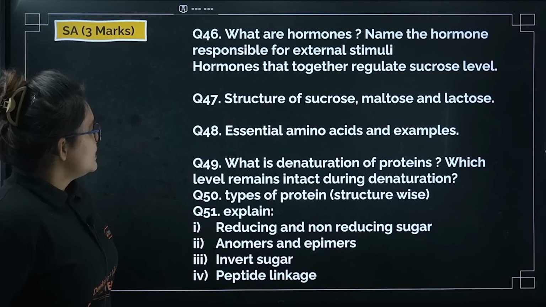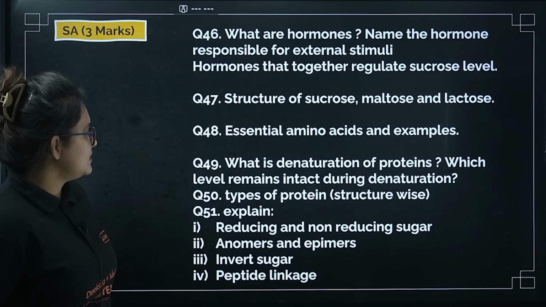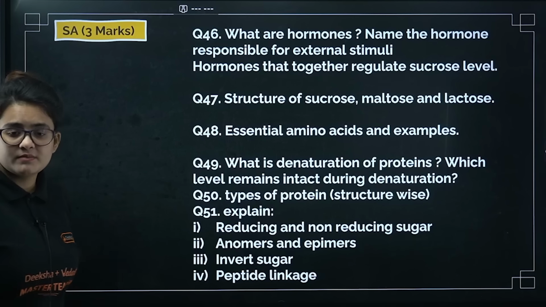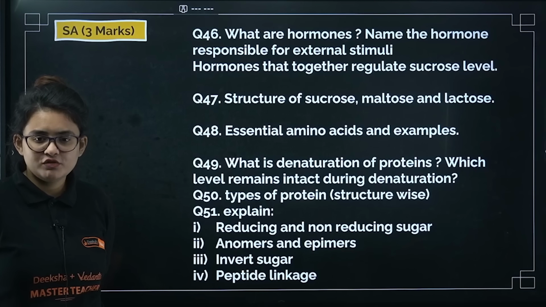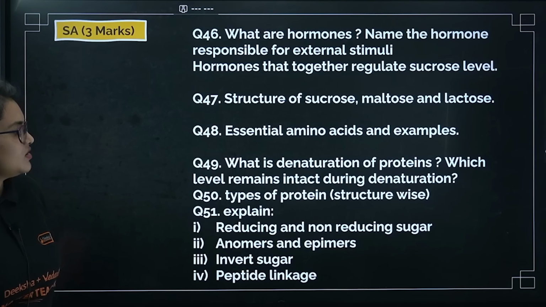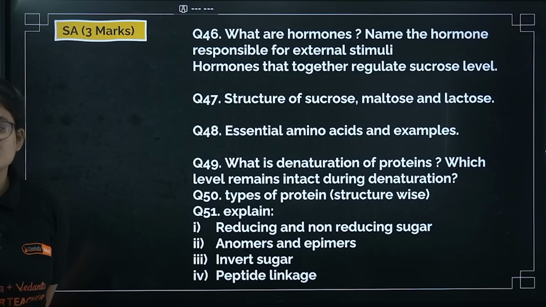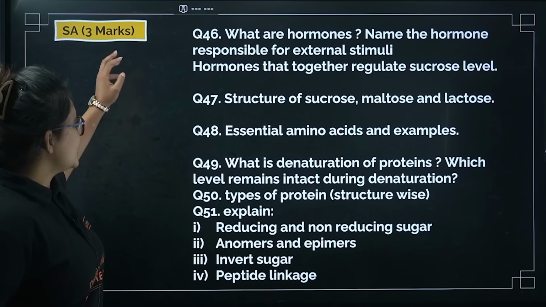Next you can see denaturation of protein. Okay, and next you can see types of protein, that is structure wise: primary, secondary, tertiary, secondary again alpha helix and beta sheet, and those things you have to explain here. Okay, and another thing: reducing and non-reducing sugars, anomers, epimers, what is invert sugar, peptide linkage, that you also have to go through. Okay, I guess it is clear.